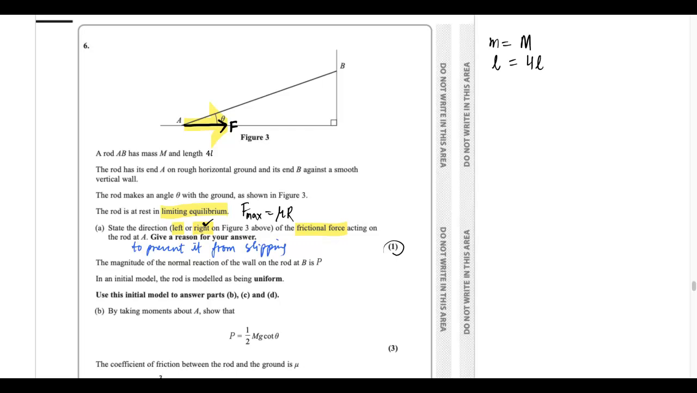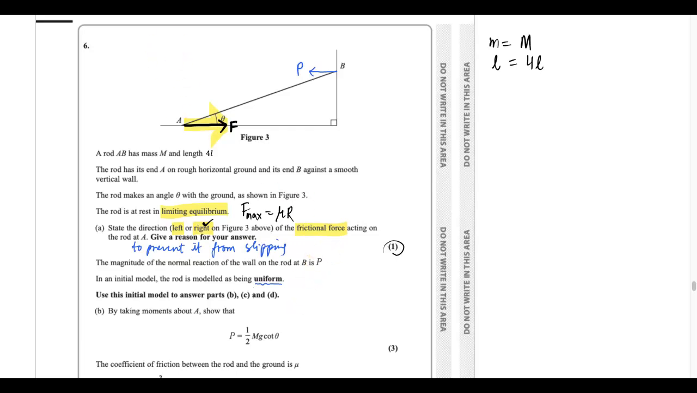Now for part B, which is 3 marks. The magnitude of the normal reaction of the wall on the rod at B is P, so this is the direction of the normal, which is P here. In an initial model, the rod is modeled as being uniform. What do you think is the importance of this word uniform here?